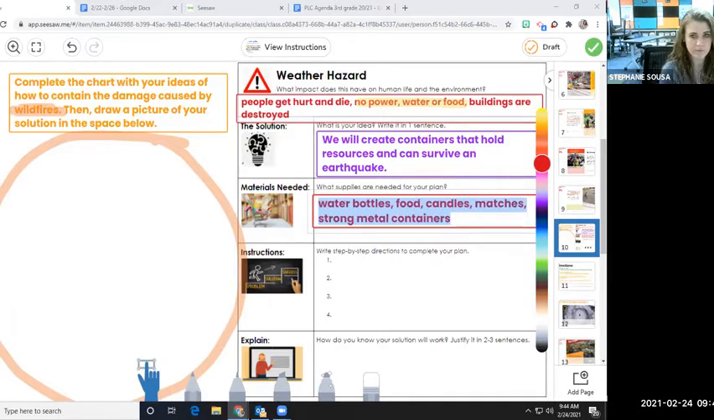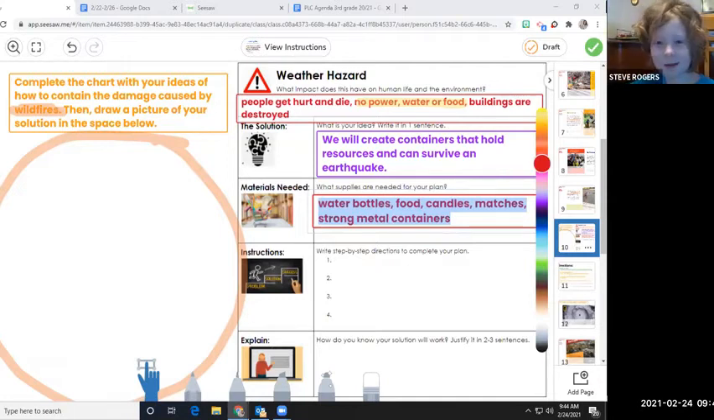Steve? I just noticed it says complete the chart ideas how to contain damage caused by wildfires. I know, I pointed that out. That's why I highlighted it. I think our Why? assignment forgot to rechange it. They had one job. Well, they had 20 jobs because there are 20 slides. So one mistake on 20 slides, we'll give them a break.